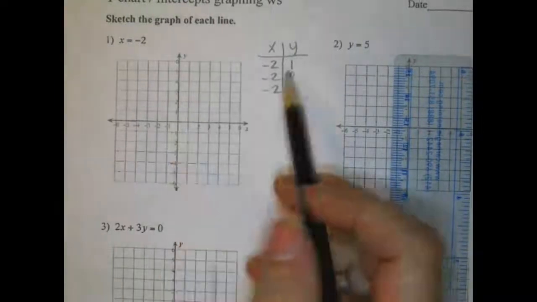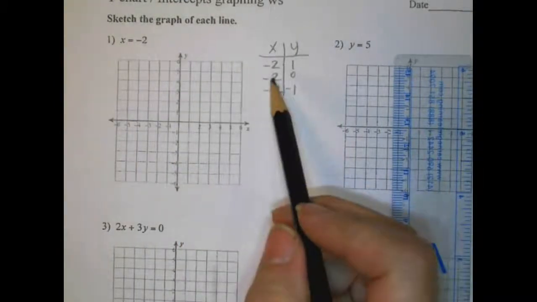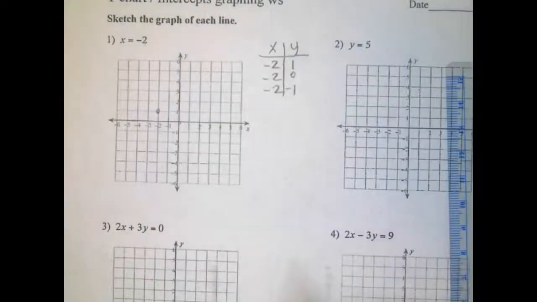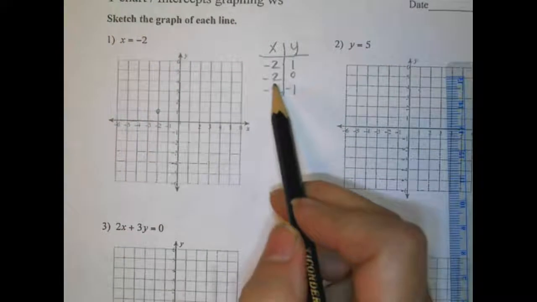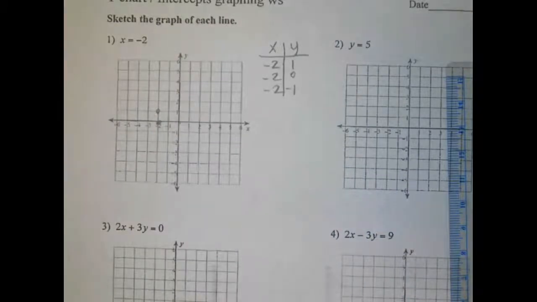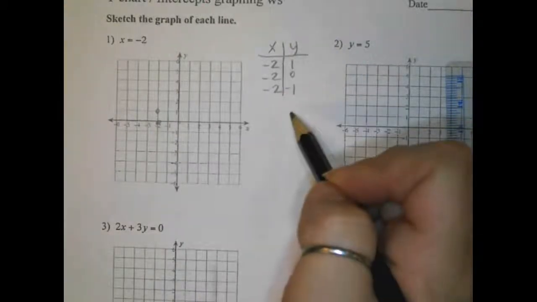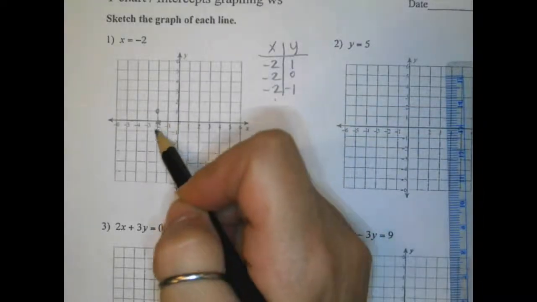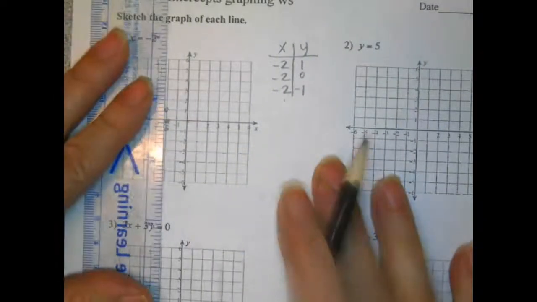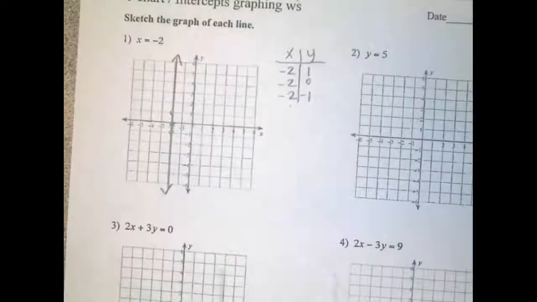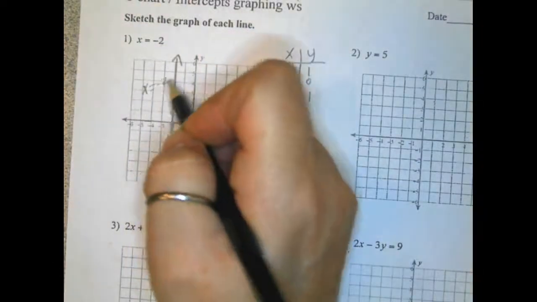From my point of origin, my first one is X is -2, Y is 1. So from my point of origin, I'm going to go left 2 and up 1. There's my first point. My second point tells me X is -2 and Y is 0. My third point, X is -2, Y is -1. So back to -2, down 1. And if you notice, when I connect my points, my line is a nice, clean, vertical line, end to end, and labeled X is equal to -2.